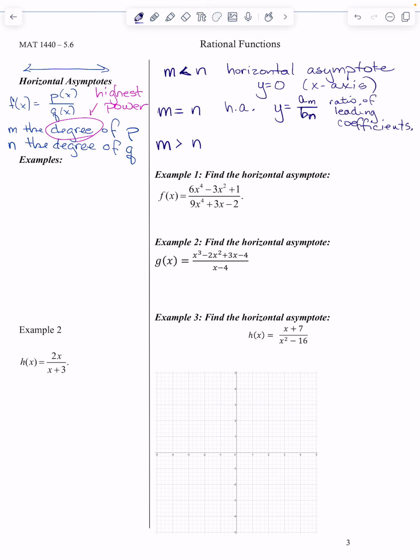If the degree of the numerator is greater than the degree of the denominator, there is no horizontal asymptote. We will have a slant or oblique asymptote. And I will go through an example on the last page here, but I don't believe that the homework asks you to find one of those.